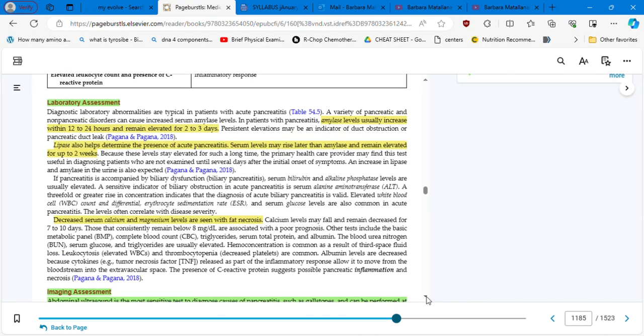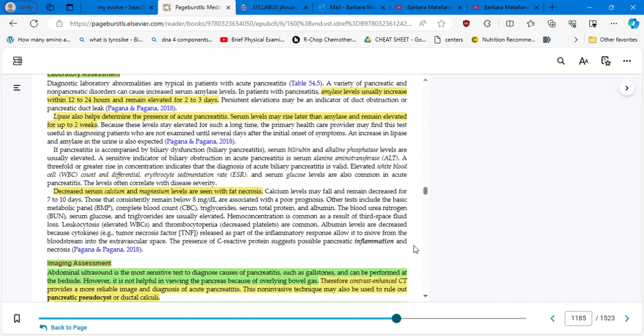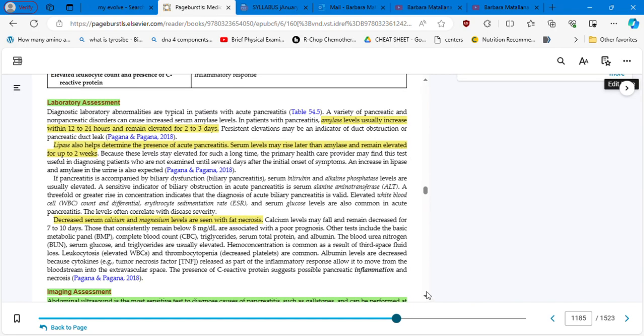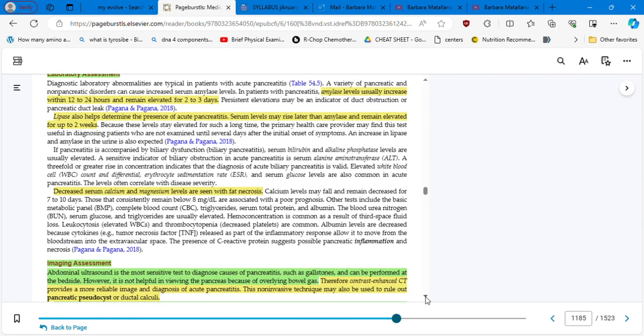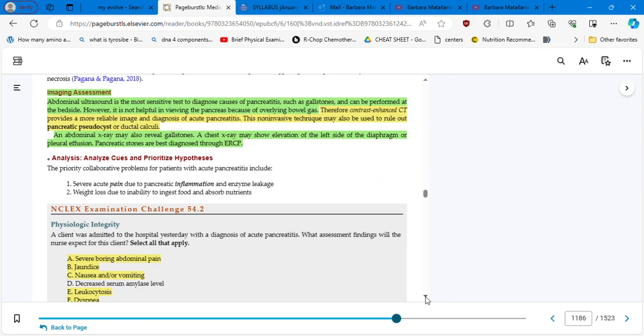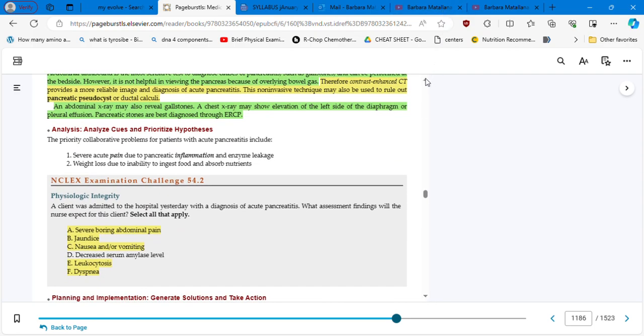Okay, laboratory assessment. You're going to find the amylase level usually increased. I think this is a more descriptive version of whatever we saw on the previous table. Let's move to imaging assessment.